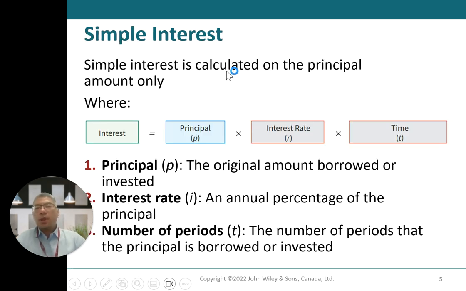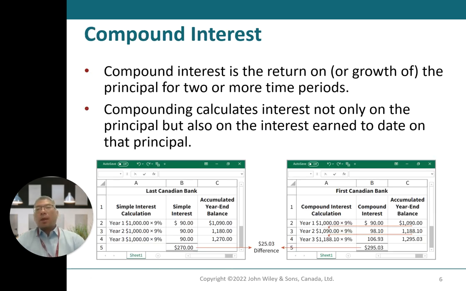What is simple interest? Simple interest is calculated on the principal amount only. Interest equals principal times interest rate times time, okay? P times R times T. The principal is the original amount borrowed or invested, represented by P here. The interest rate is the annual percentage of the principal. And T is the number of periods that the principal is borrowed, which is time here. Okay? That's simple interest.